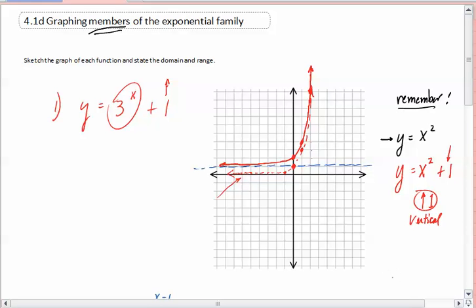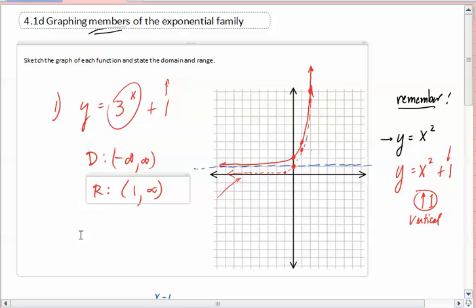Now, let's take a look at the domain and range of this adjusted function. Sorry, I'm trying to be consistent with my color. The domain in this case is negative infinity to infinity, no big deal. But the range has been moved up 1, so we're going to start at 1 and go to infinity. Notice we're not including the 1, because it approaches it, never reaches it.